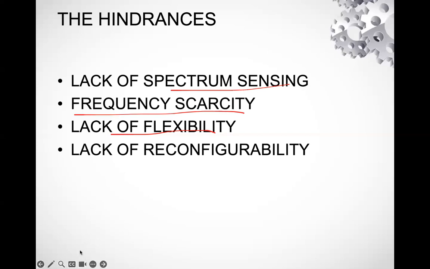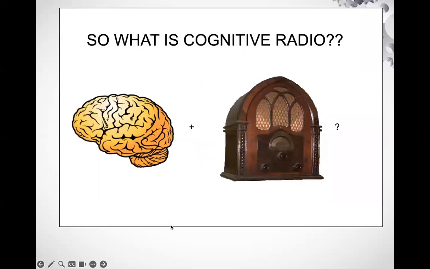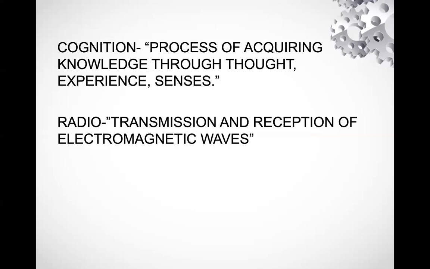Hence, what is cognitive radio? We are going to find out what cognitive radio really does. We already know that radio is the transmission and reception of electromagnetic waves. So in case of radio, we just transmit and receive waves. But in case of cognitive radio, we add some knowledge to this. We try to understand the environment, analyze the environment, sense the environment, find out the frequencies that are free, and allocate these frequencies to users or services that require them. Hence, the term cognitive radio.